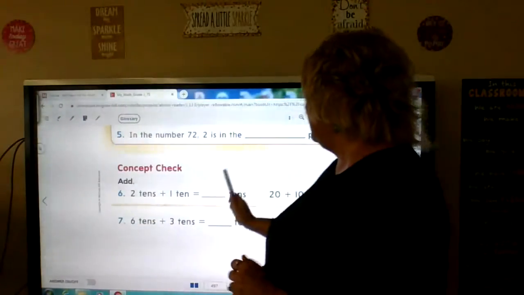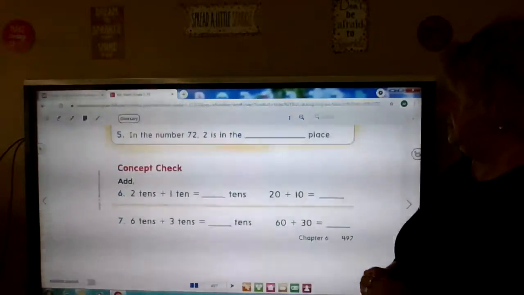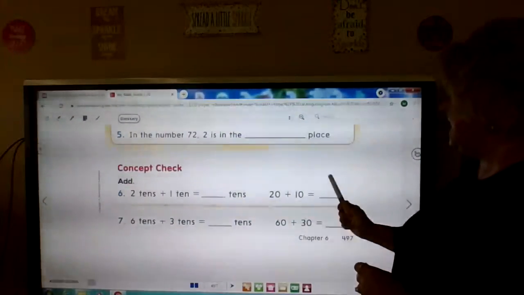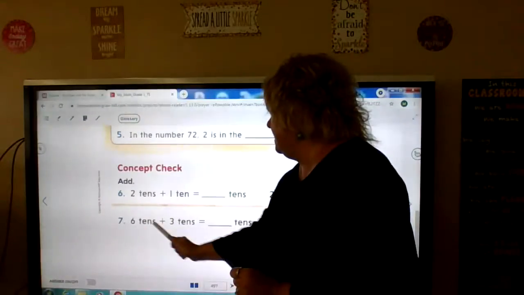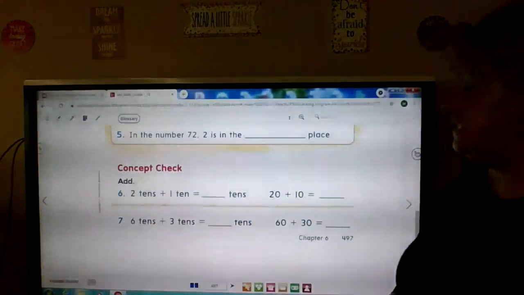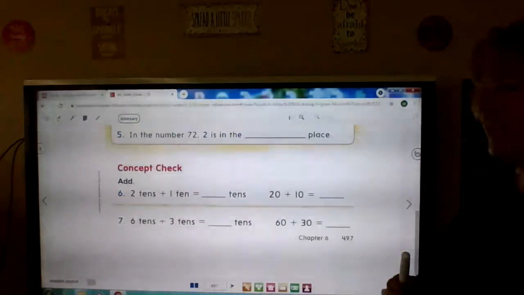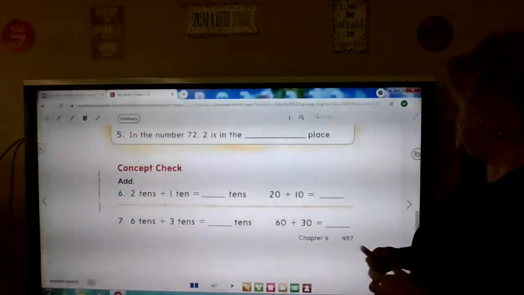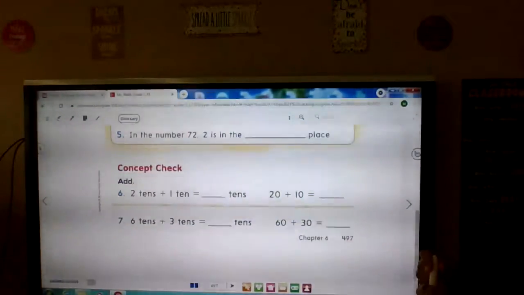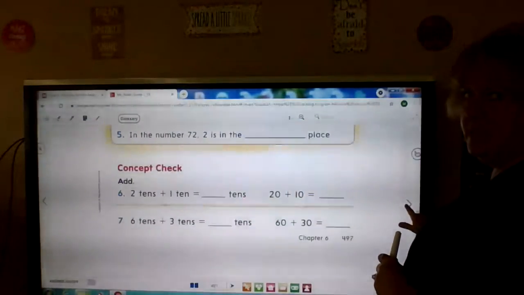Two tens plus one ten is how many tens? That means 20 plus 10 is? Six tens plus three tens is how many tens? 60 plus 30 is how much? What's the answer to 60 plus 30? You can pause me anytime you need to.